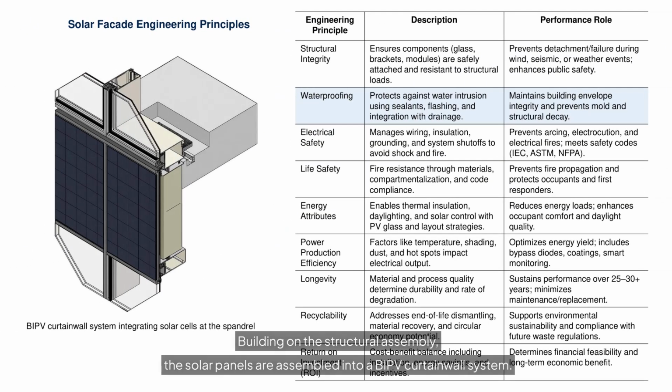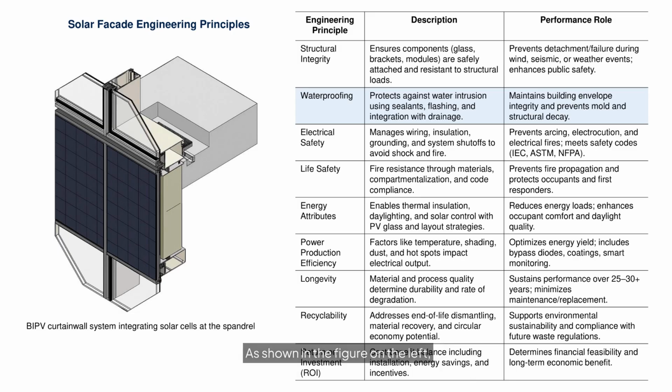Building on the structural assembly, the solar panels are assembled into a BIPV curtain wall system. As shown in the figure on the left, the solar panels are integrated into a spandrel panel of the curtain wall. Curtain wall consists of spandrel panels which conceal the floor slabs and vision panels which allow view out and daylight penetration. The spandrel panel is an ideal location to integrate high-efficiency solar panels.